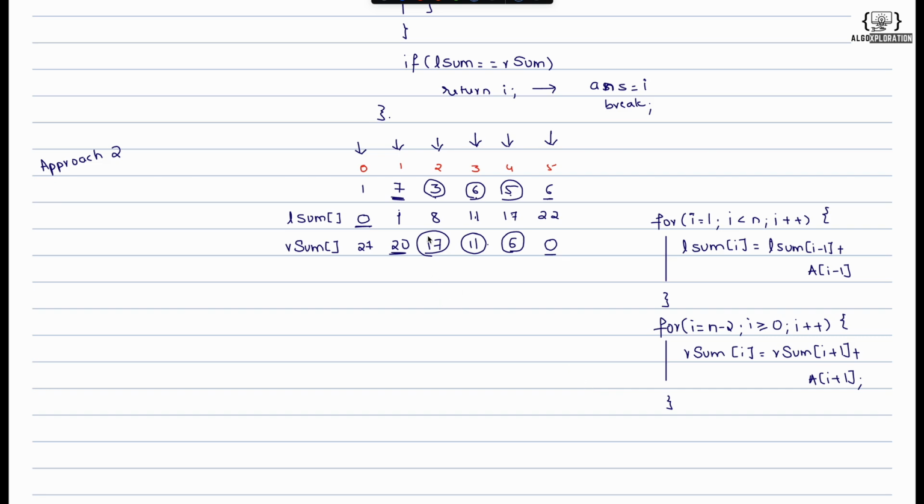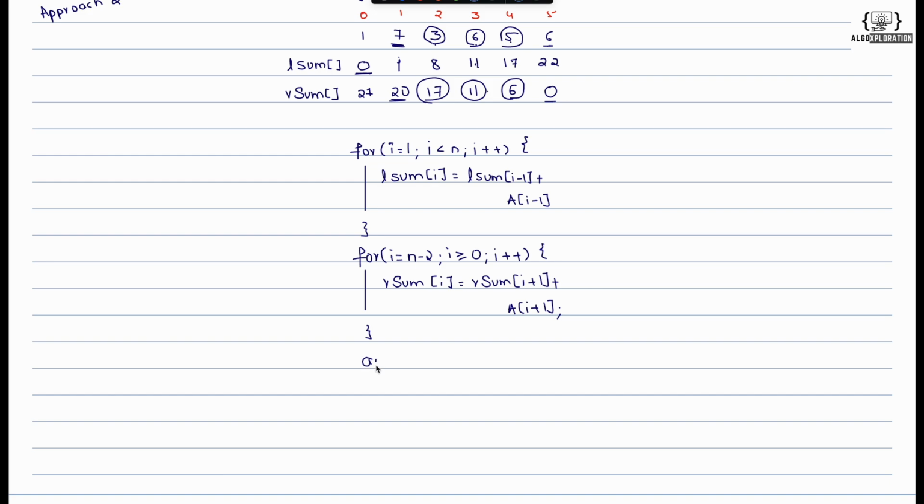Now what you have to do, you have to simply take another for loop and compare these two values in every iteration. If you found the left sum and right sum are equal, then simply return that index, right? But you have to take care that if the pivot index is not there, then you have to return -1. So how can you solve that? You will have answer equals -1.